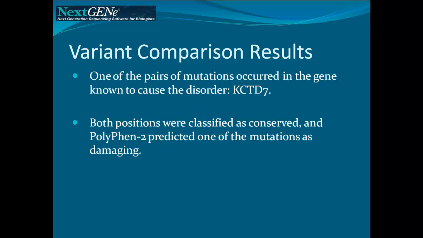One of the final 7 pairs of mutations was in the 4th coding sequence of the KDM7 gene, which is known to be involved in the disorder that was being studied. Both mutations were classified as conserved, and one was classified by PolyPhen-2 as damaging.